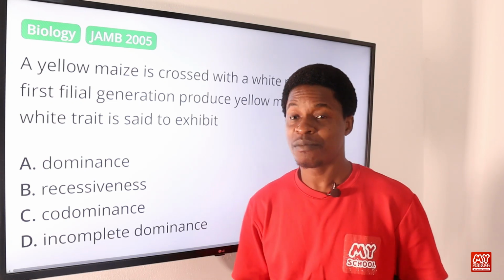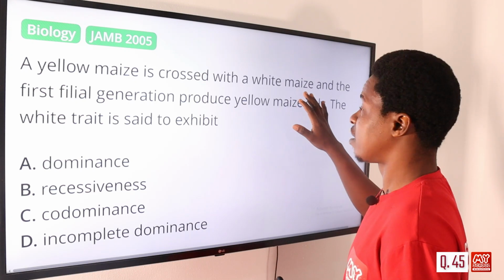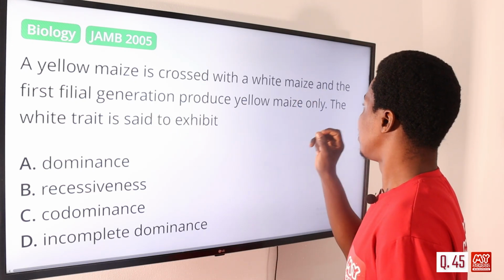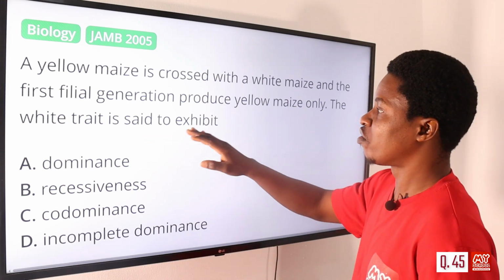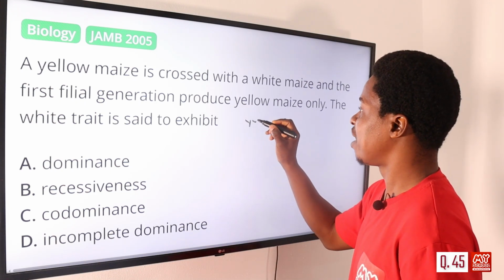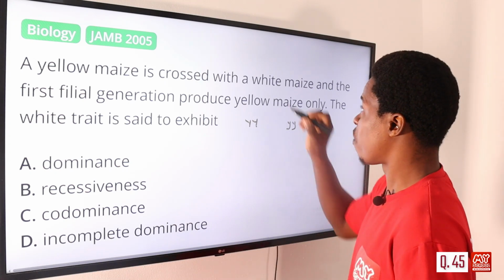Now let's move on to question number 45. A yellow maize is crossed with a white maize and the first filial generation produced yellow maize only. The white trait is said to exhibit what? So let's assume we have YY for yellow, and then we have small letter y for white maize.